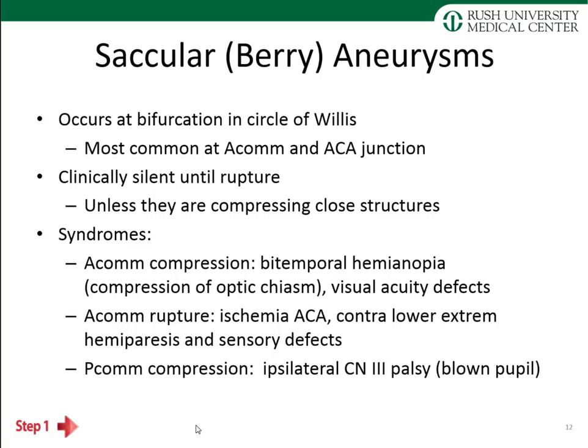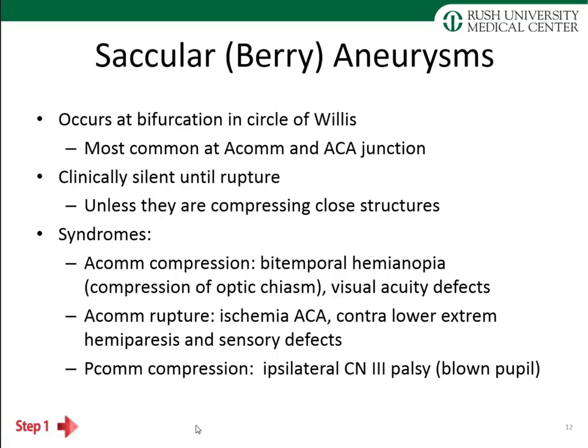If you have a rupture of an anterior communicating artery aneurysm, you frequently will have ischemia in the distribution of the anterior cerebral artery. So you have contralateral lower extremity hemiparesis and sensory defects in the same area.